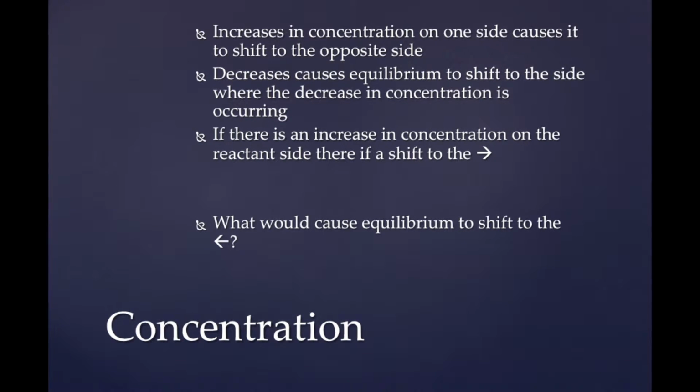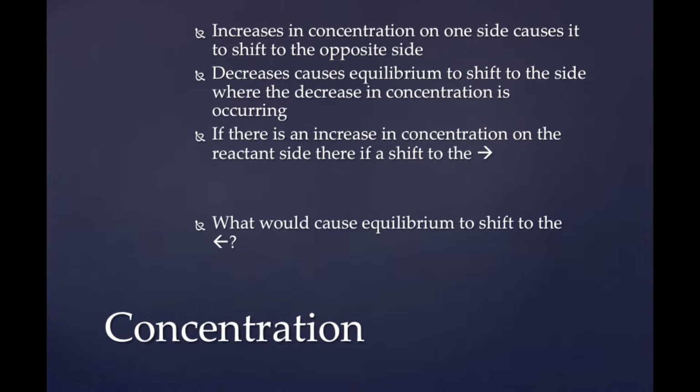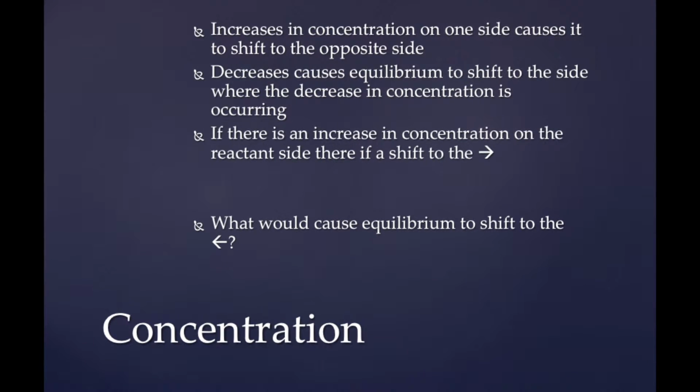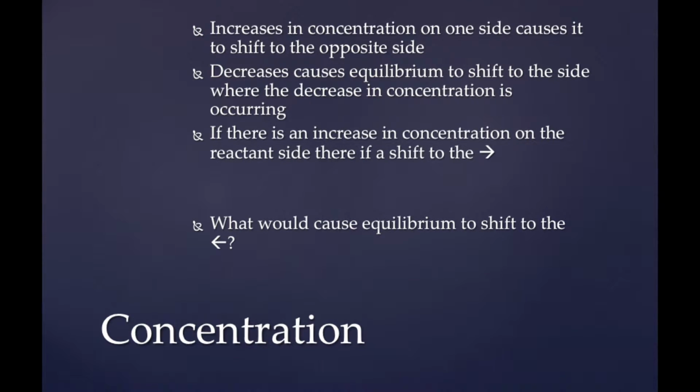So I want you guys to think for yourselves. What would cause equilibrium to shift to the left? Please pause the video and take a moment to think. There are two answers. Alright, welcome back. So the two things that would cause equilibrium to shift to the left would be an increase on the product side and a decrease on the reactant side.